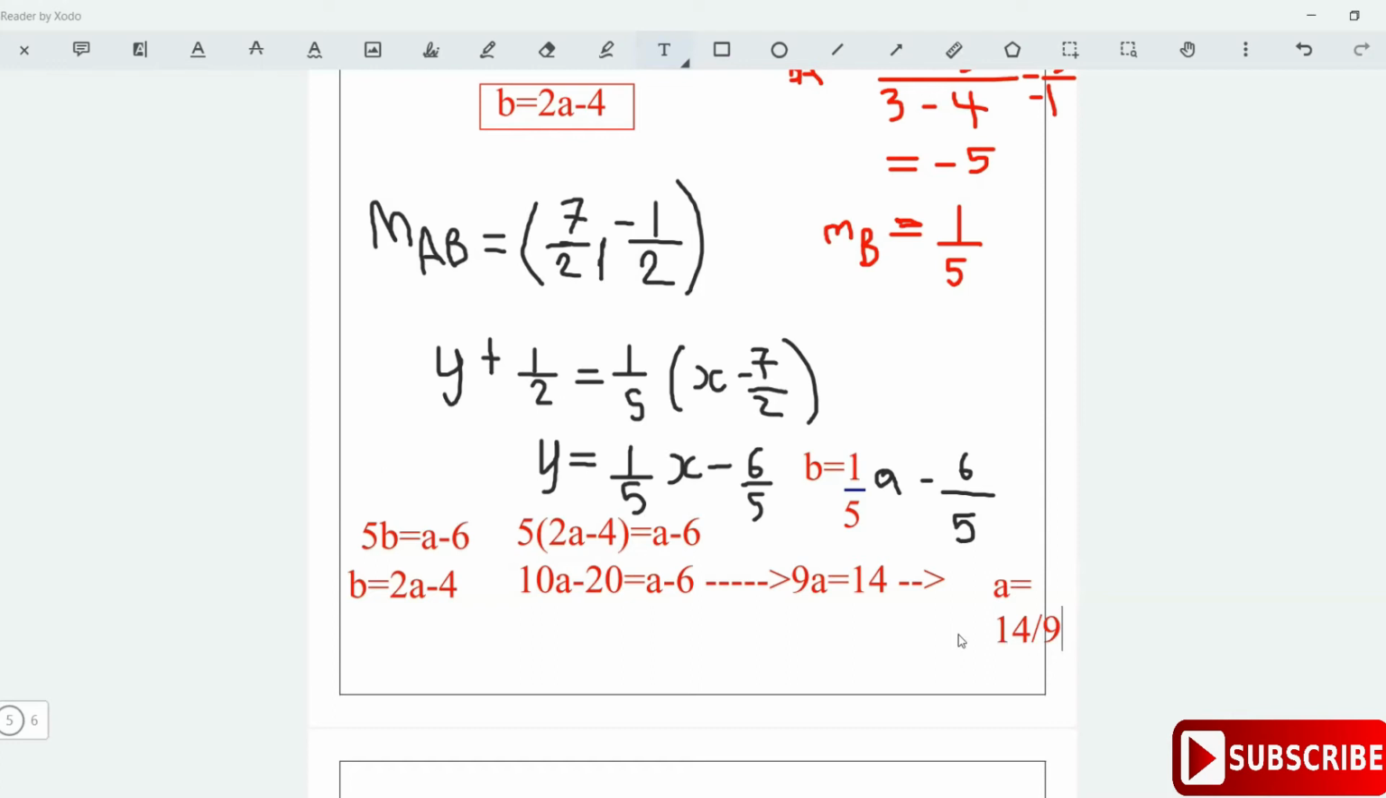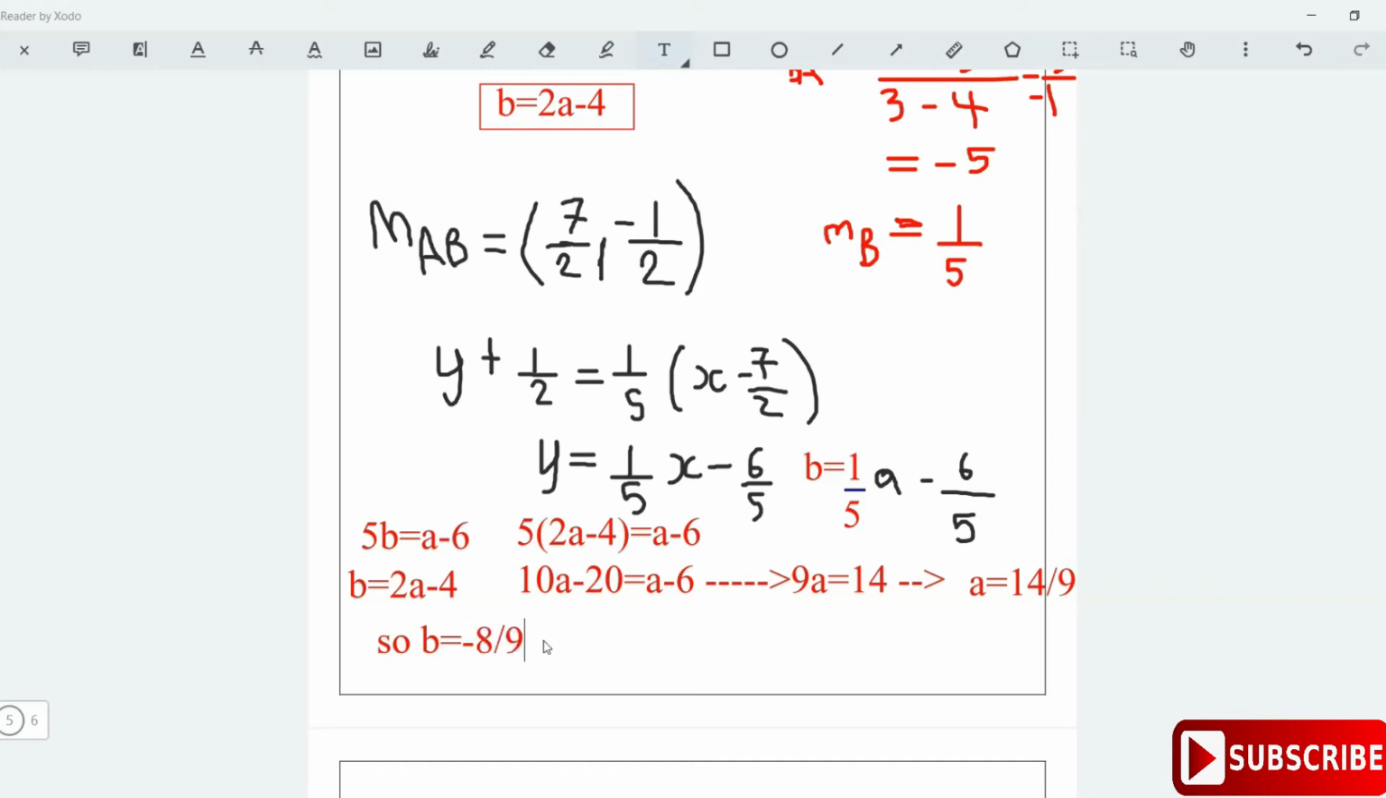Now that we get a is 14 over 9, then we know what b is. Since a is 14 over 9, we know what b is, because b is, what was b? b is 2a minus 4. And so b works out to be, let's write it down, plug a right here as 14 over 9: 2 times 14 over 9 minus 4. So b works out to be minus 8 over 9.